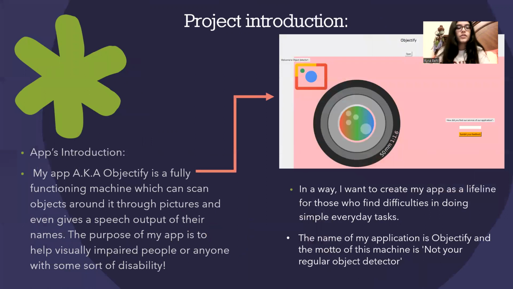Project introduction. Starting with my app introduction, my app, also known as Objectify, is a fully functioning machine which can scan objects around it through pictures and even gives a speech output of their names. The purpose of my app is to help visually impaired people or anyone with some sort of disability. In a way, I want to create my app as a lifeline for those who find difficulties in doing simple everyday tasks. The name of my machine is Objectify, and the motto of this machine is Know Your Regular Object Detector. As well as giving the labels and names of the objects, it gives key information about them as well.